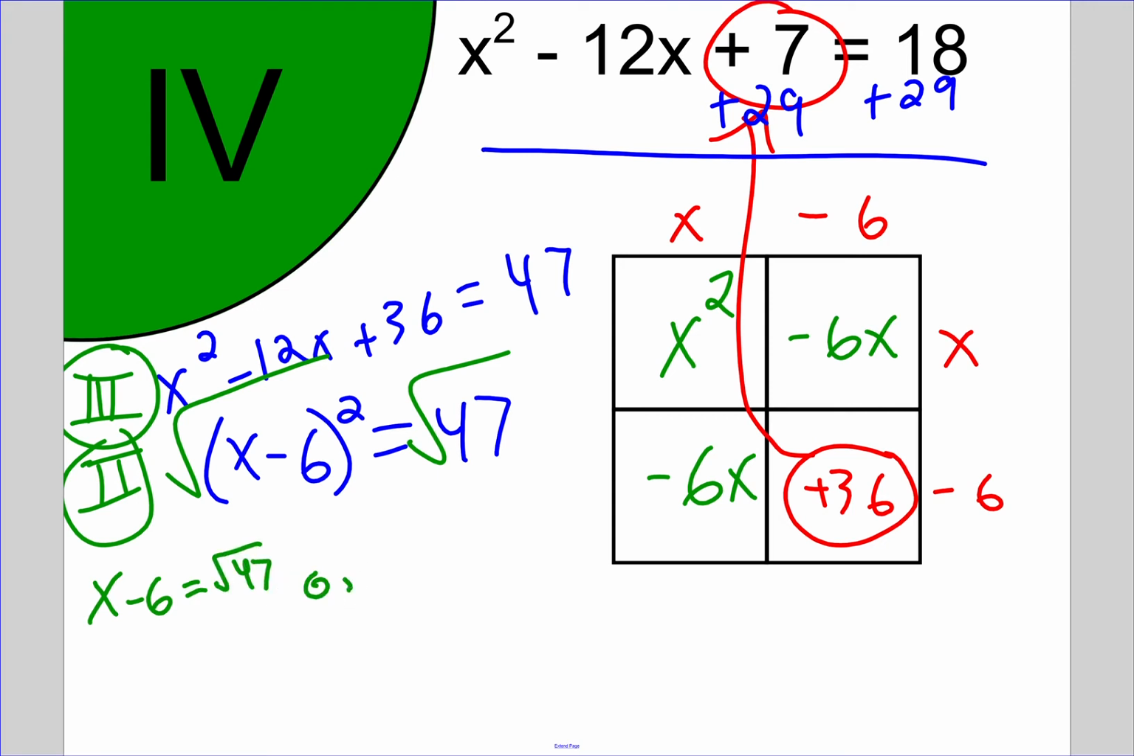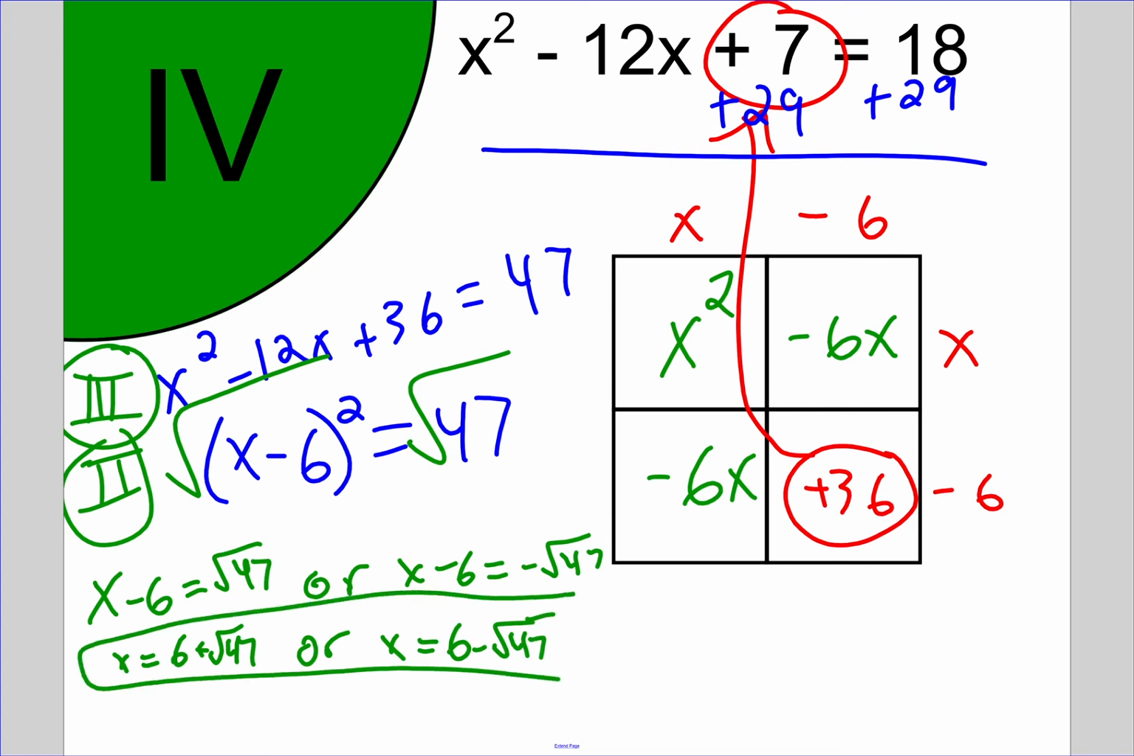x minus 6 equals positive square root of 47, or x minus 6 equals negative square root of 47. Adding 6 to both sides in each case, we have x equals 6 plus the square root of 47, or x equals 6 minus the square root of 47. All right, done. Now let's take a look at a practice problem.